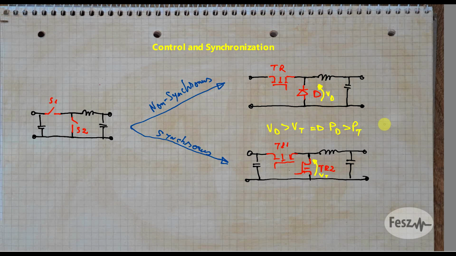Now, the main reason to do this is to reduce power dissipation, since during conduction, the voltage drop on the diode will be larger than the voltage drop that can occur on a transistor, and therefore the power dissipation will also be larger on the diode compared to the transistor. So the synchronous type of converter can be made much more efficient than the non-synchronous type.